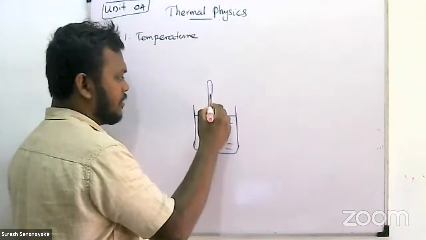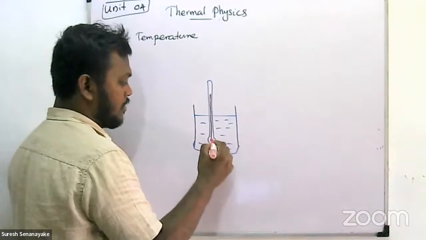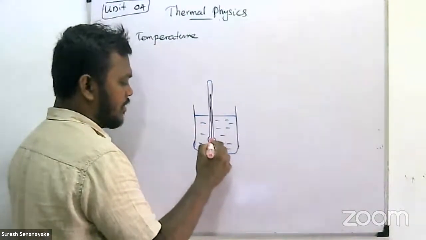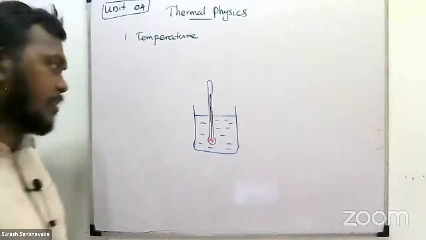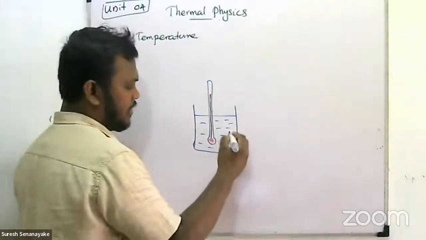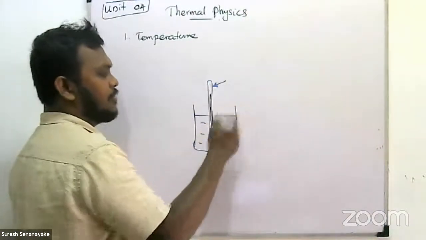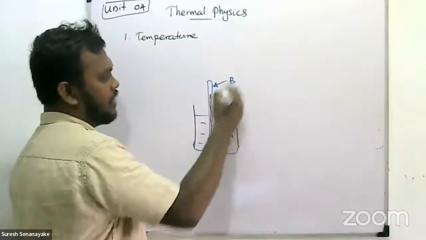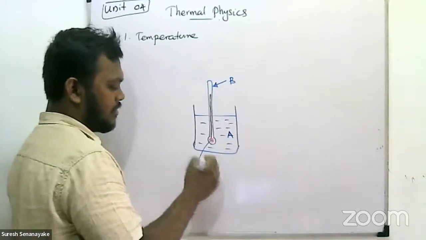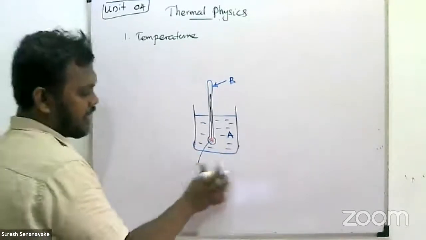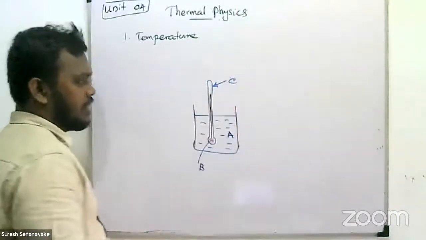So, inside the thermometer, what are the three systems? This is, let's say, A, and this glass tube capillary, we call it B, and the mercury inside it, that is C. Sorry, this mercury I'm considering as B, and the glass capillary I'm considering as C.